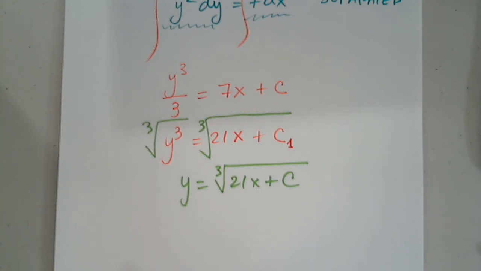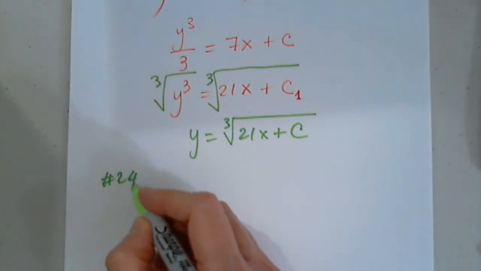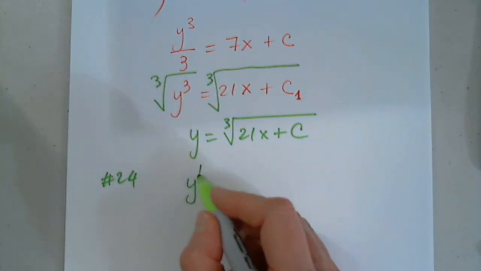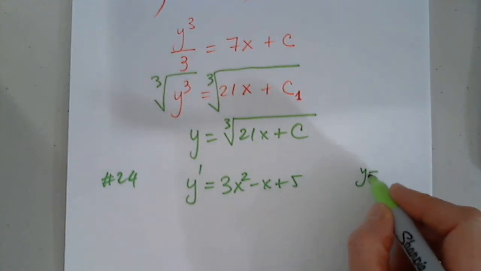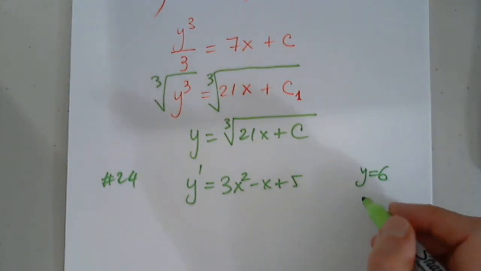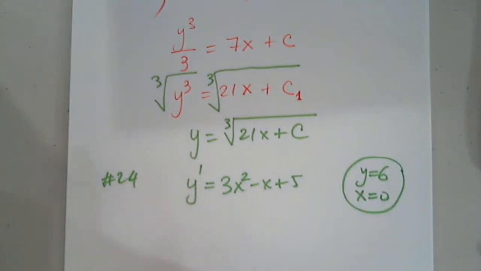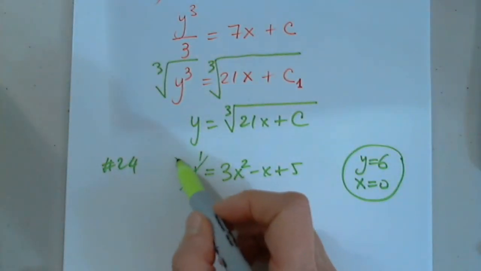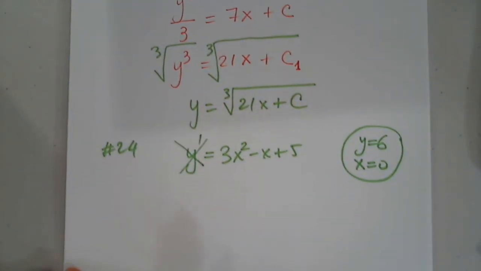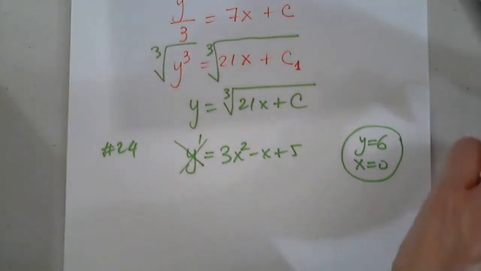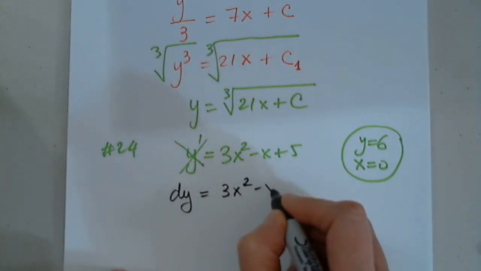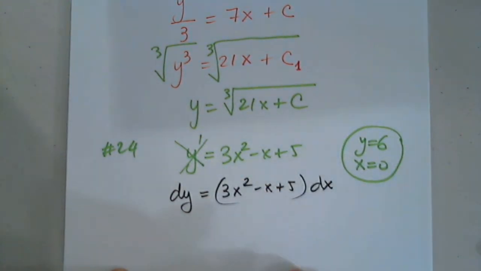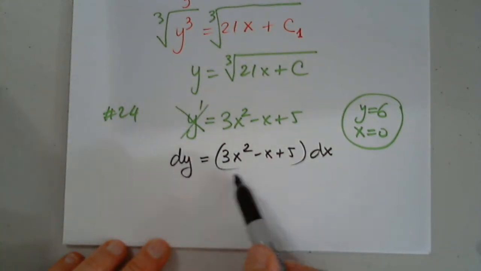Let's also look at something maybe somewhat easier, like 24. And then I'll let you choose again. Y prime equals 3x squared minus x plus 5. And we are told on the side that this is the initial condition, y equals 6 when x is 0. This is not the notation we need for differential equations. What should I replace that? They are trying to confuse us. Yes, dy by dx. And multiply both sides by dx.